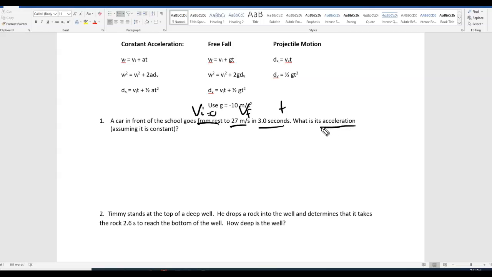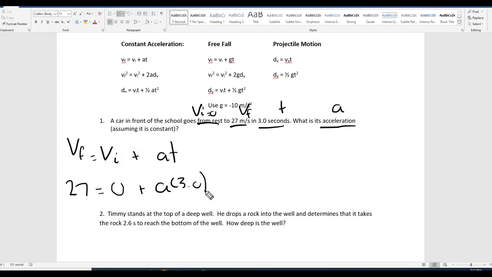Now, the unknown in this question is acceleration. And so we've got 3 givens and 1 unknown, just like a normal constant acceleration problem. You write down your equation. Okay, now how do I know which equation to use? Well, just because this is the only equation that has these exact 4 variables. Okay, Vf equals Vi plus A times T. You plug into the equation, 27 for V final, V initial is 0, plus A, which is unknown, so I leave that in there, times 3.